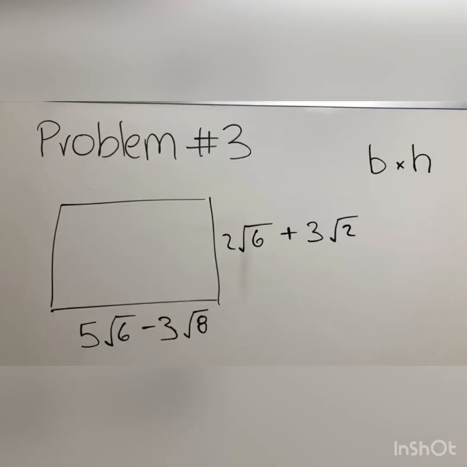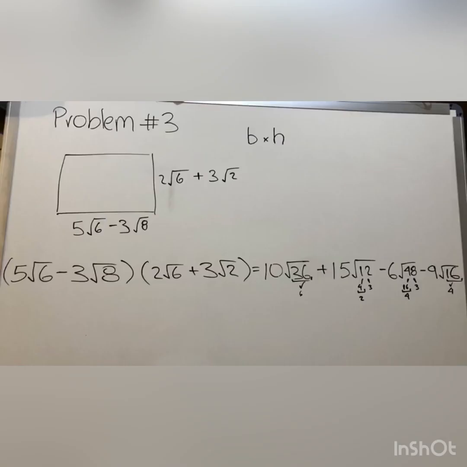I'm going to explain the solution for problem number 3. You have to find the area of the rectangle. For that, you will need to multiply the base by the height. First, you have to put the binomials in a multiplication. Then use the FOIL method.